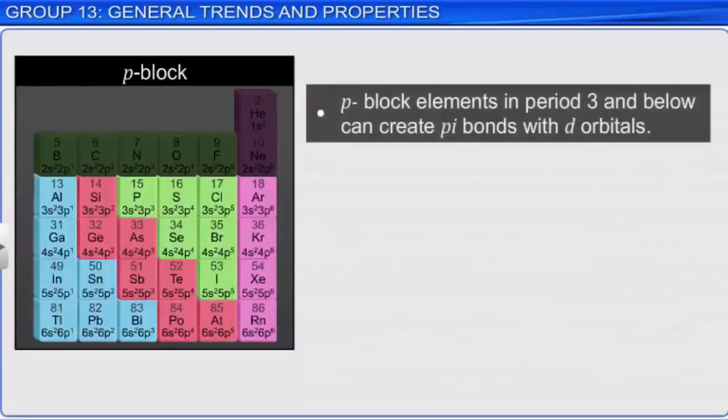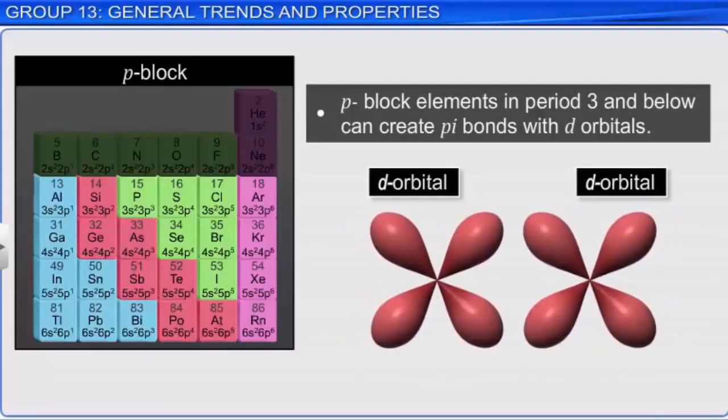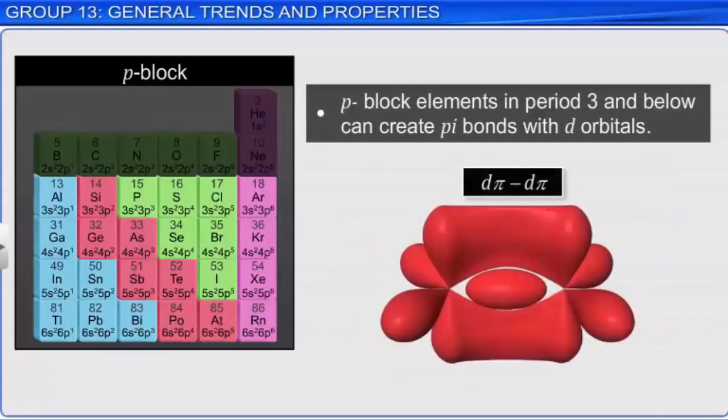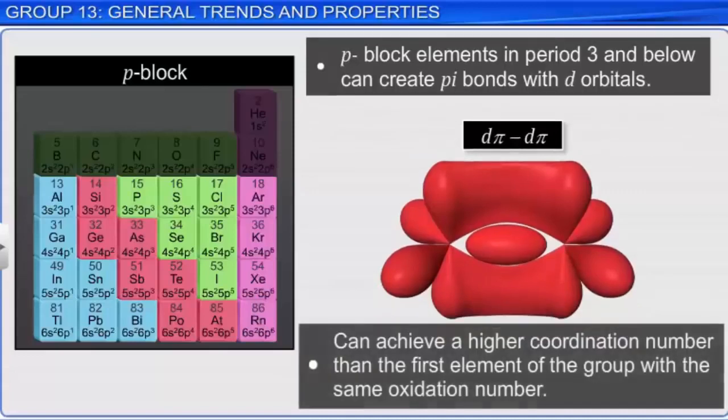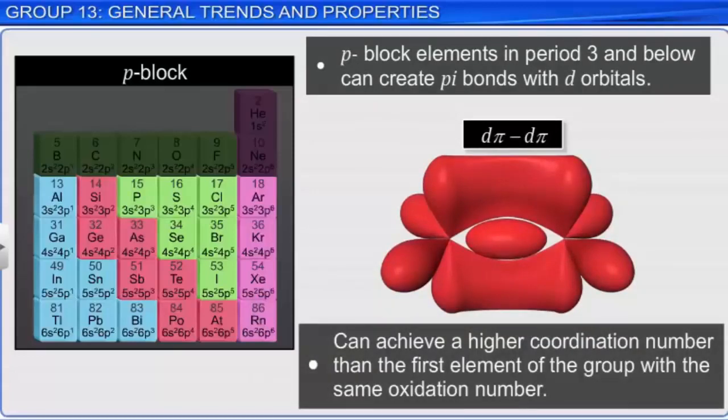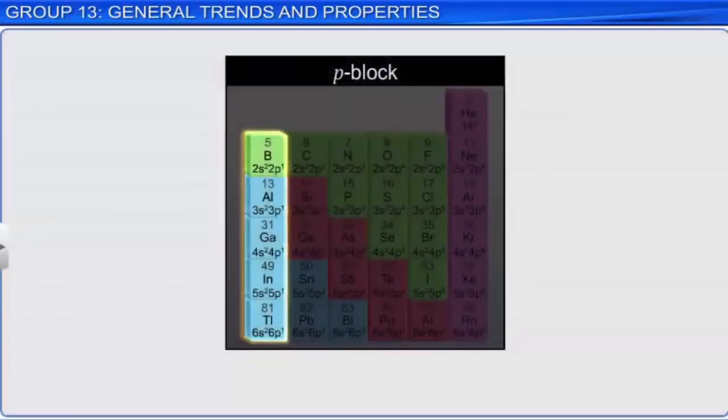P block elements in period 3 and below can use d orbitals to create pi bonds. As a result, the elements in period 3 and below can achieve a higher coordination number than the first element in the group. The elements in group 13 will be the focus for the rest of this module.